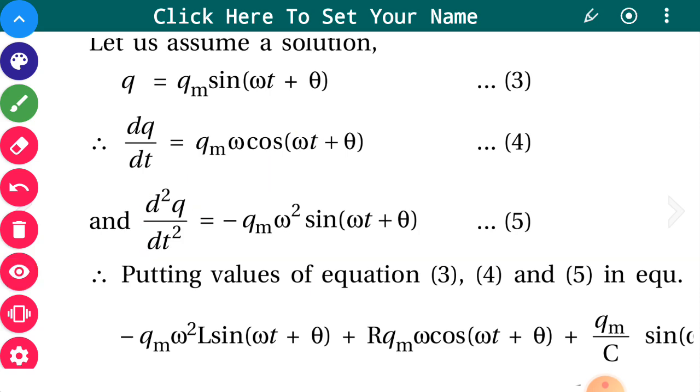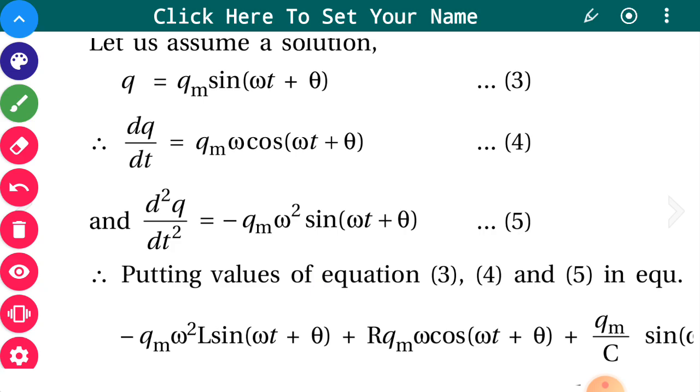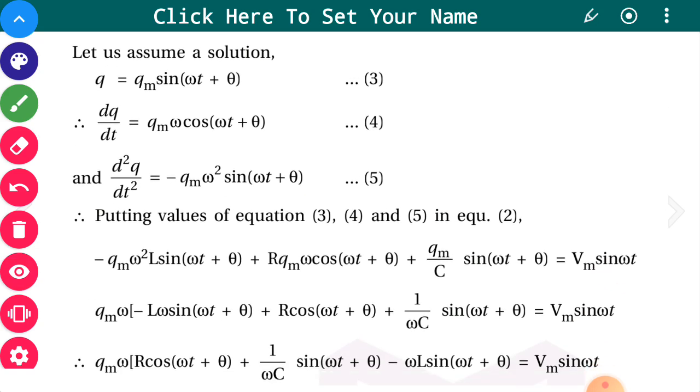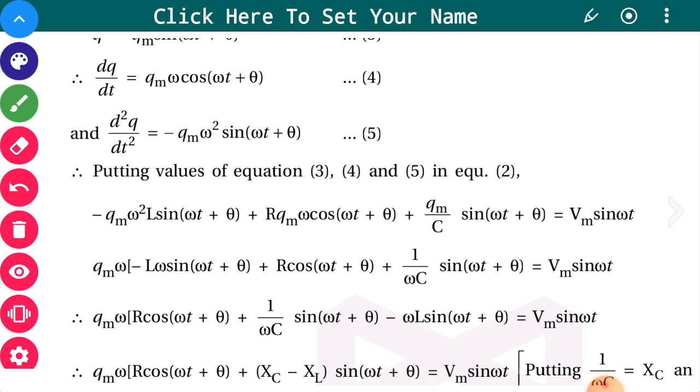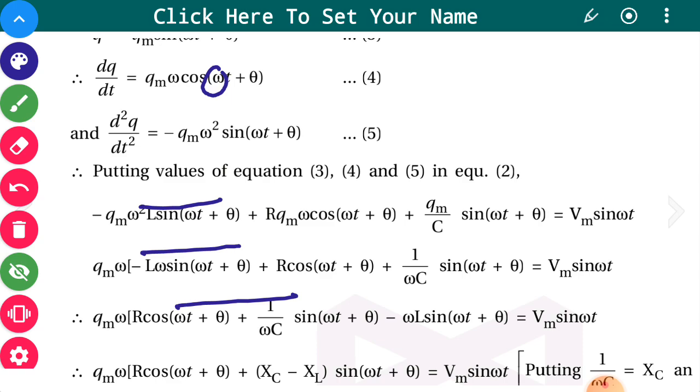Now these values, equations 3, 4, 5, are substituted in equation number 2. Just we have to replace d2q by dt square by this particular value, then dq by dt by this, and instead of this q we have to write Qm sin omega t plus theta. That has been substituted here and it has been simplified. And then the common factor is found. What is common? That is to be found.